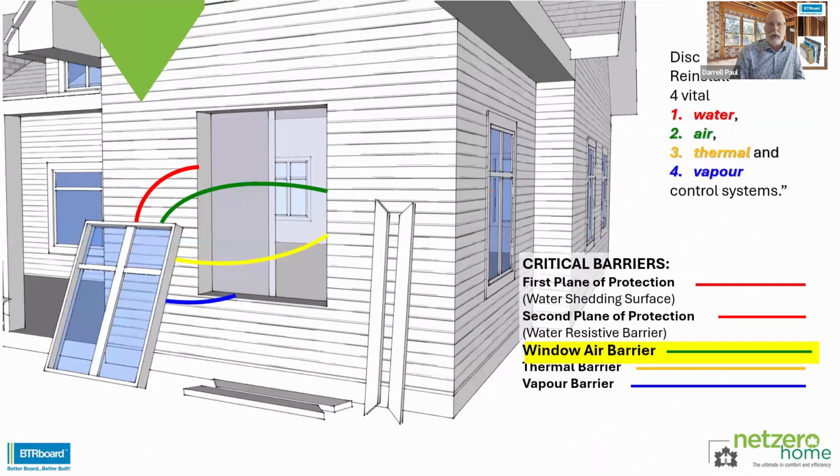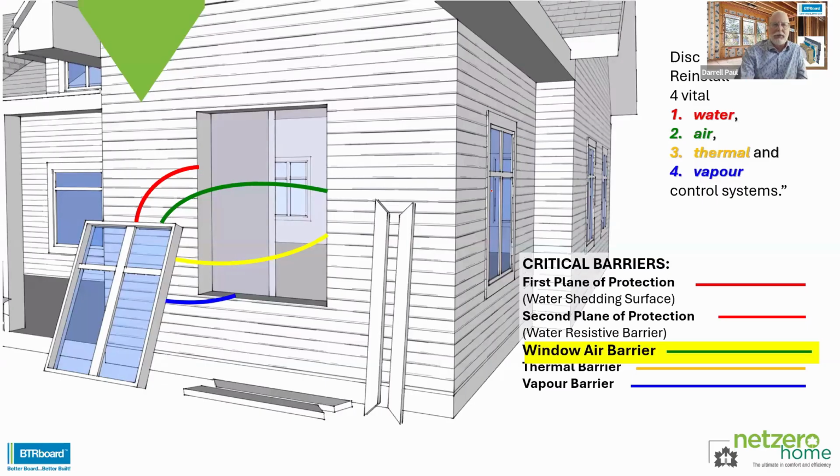Now, we talked about water being important. So first, second plane of protection, deflect the water away from the exterior of the unit. Water that gets in, we collect it using the second plane of protection, something that's water resistant. And if it's horizontal, it should be waterproof. So water sitting there doesn't soak through the material.